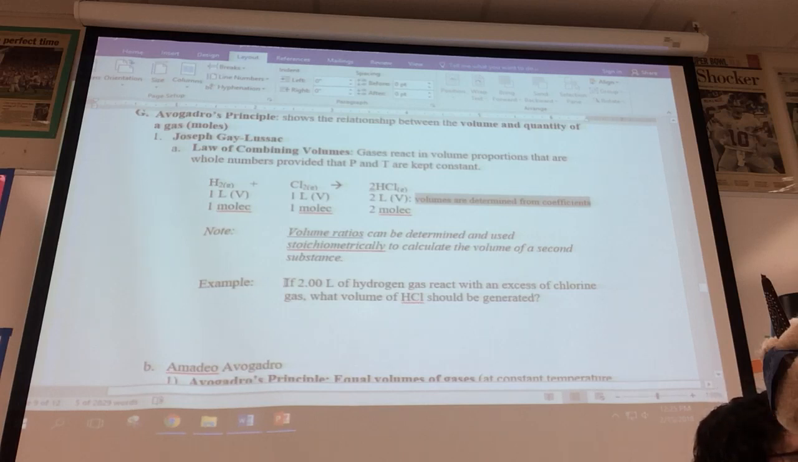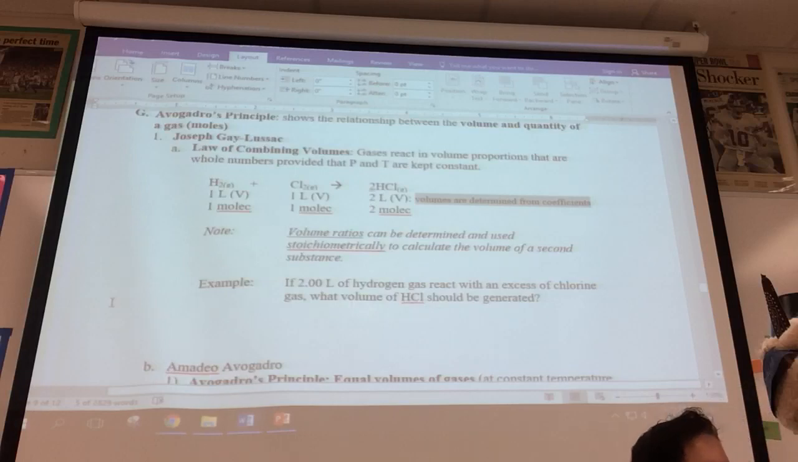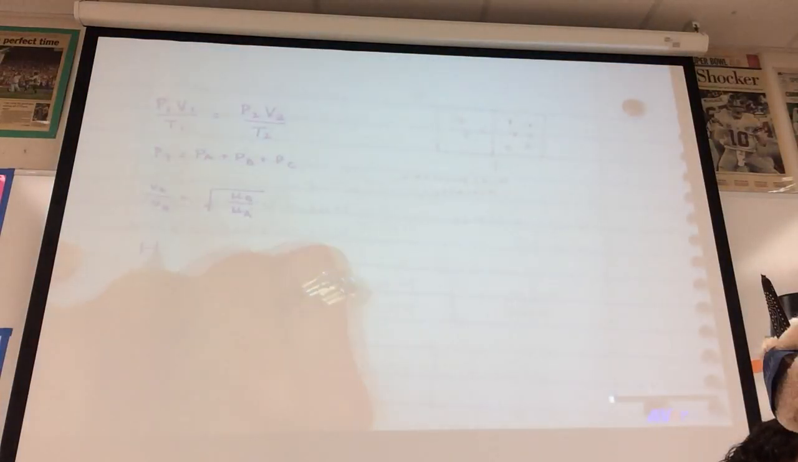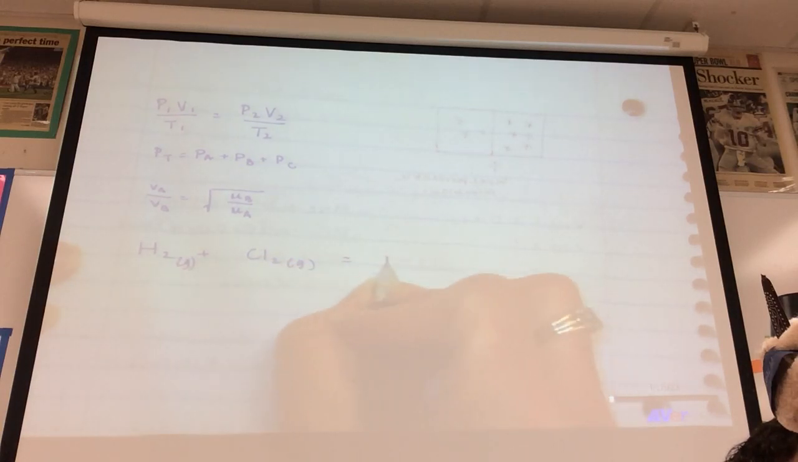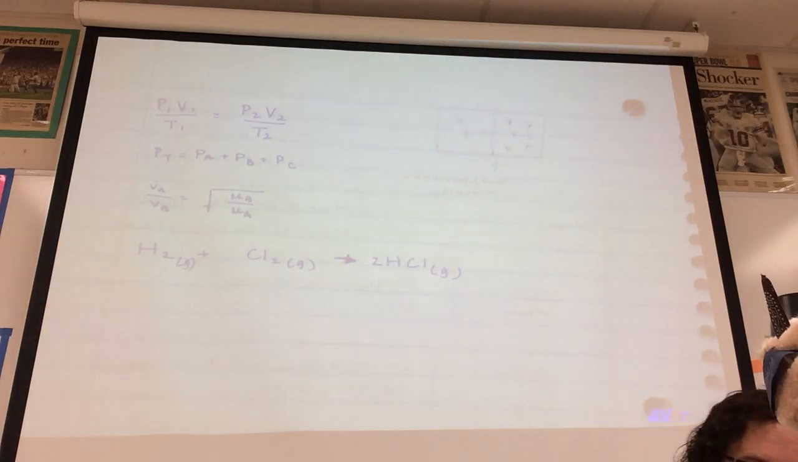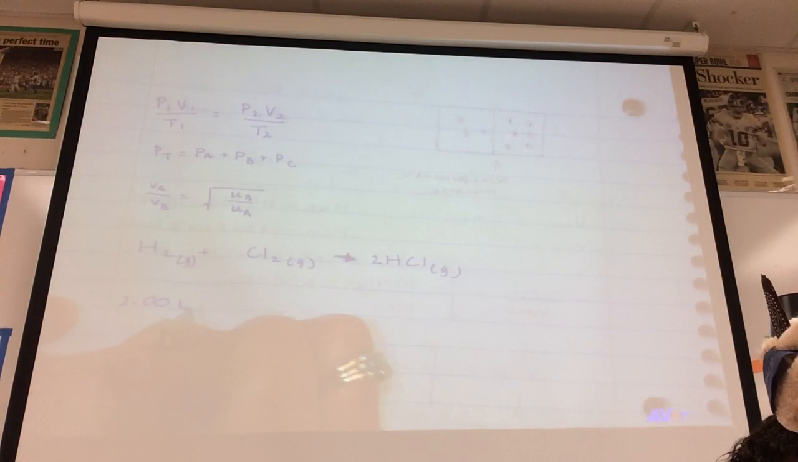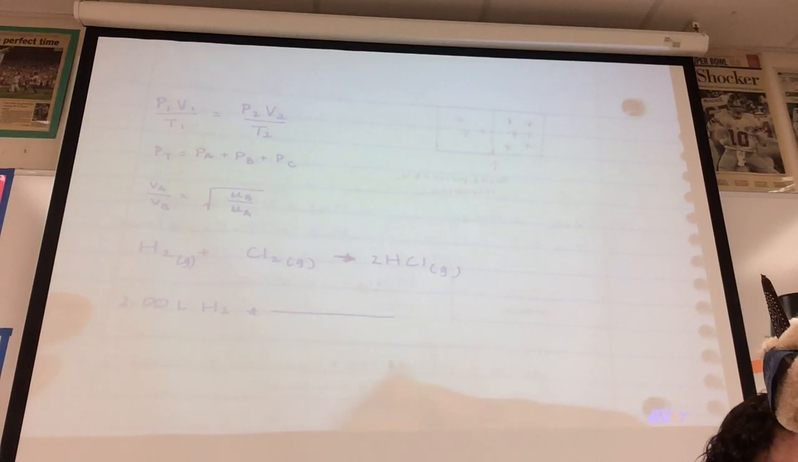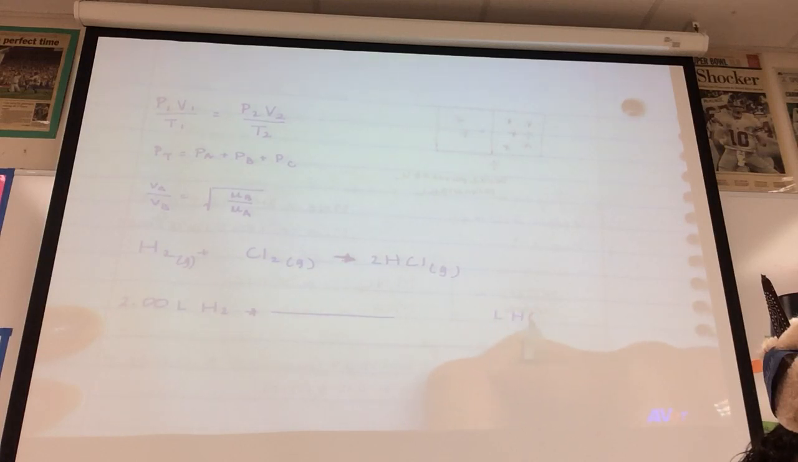For example, it says if 2 liters of hydrogen gas react with an excess of chlorine gas, what volume of hydrogen chloride should be generated? So if we look at this equation here, we have hydrogen gas and chlorine gas, and again, you've got to have gases to do these volume proportions, generating 2 moles of hydrogen chloride gas. If we're given 2 liters of hydrogen gas and it reacts with an excess of chlorine gas, hydrogen then is the limiting reagent and you have 2 liters of it, we can figure out what volume of hydrogen chloride gas should be generated.